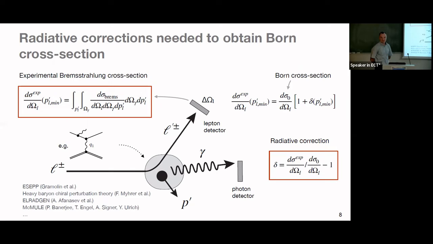Here I have a sketch shown in the center of the plot, which includes the emission of an initial state photon, hard photon in the forward direction. This is just one of the things which can happen. I just have that particular choice here for illustration. I mentioned that we do have trackers for the outgoing lepton, but we do also have a device which can detect photons in the forward direction. I'll come back to that later.